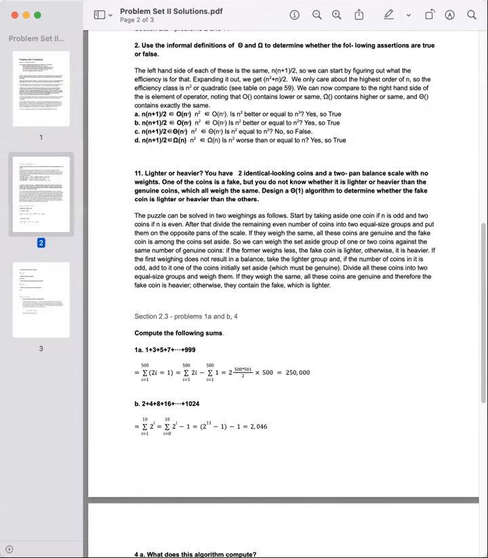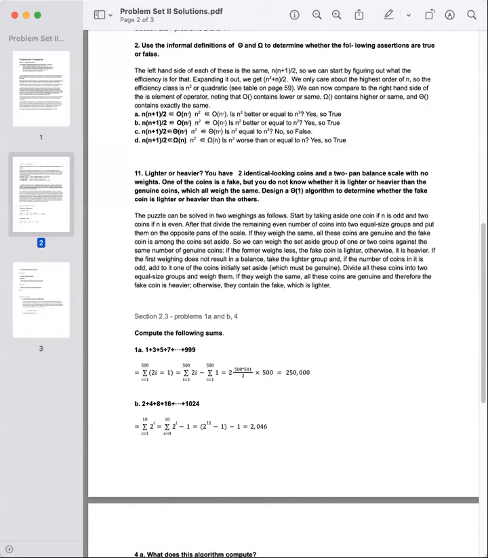So if the first weighing doesn't result in a balance, you're going to take the lighter group. Okay. And if the number of coins in it is odd, we're going to add 1 to it from the coins that you originally set aside, which have to be genuine because you know that one of these is lighter or heavier. Okay.